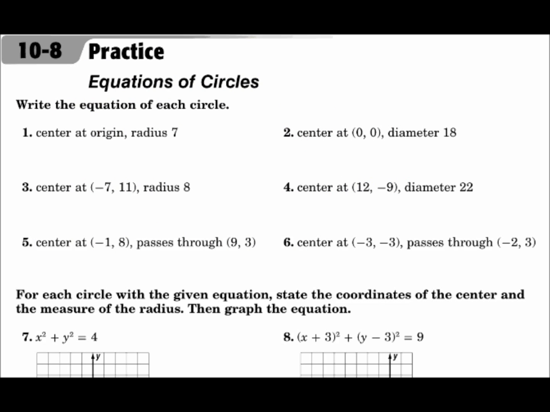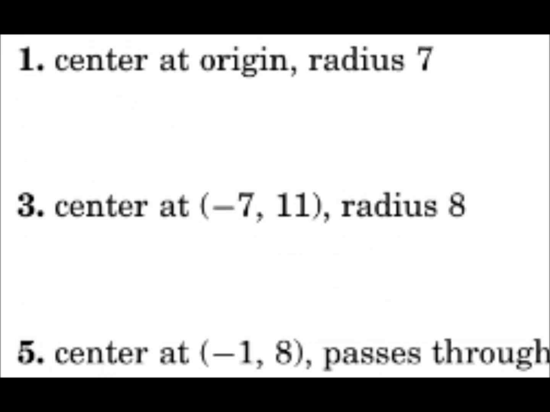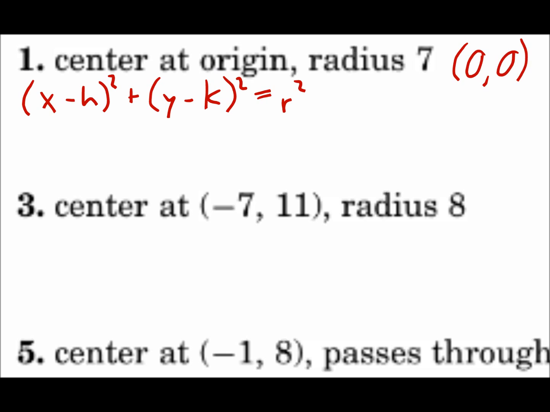Write the equation of each circle. The center is at the origin and the radius is 7. So we'll use the formula for the equation of a circle. Since the center is at the origin, that means it goes through the center point (0, 0). h is the first 0, and k is the second 0. And my radius is 7, so r is 7.